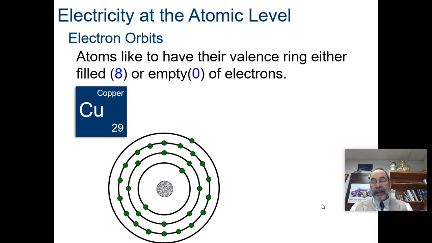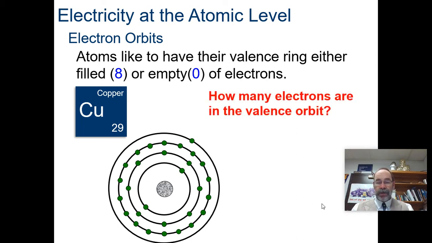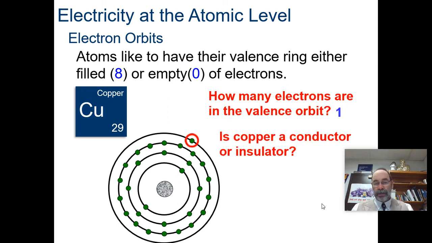Now, electricity at the atomic level, we have electron orbits. They either have 8 or they don't, for the most part. And we're talking about copper in this one. So how many electrons are in the valence? If you count along the outside, there's only 1. So is it a conductor or an insulator? If you know anything about electricity, you know that copper is a conductor.